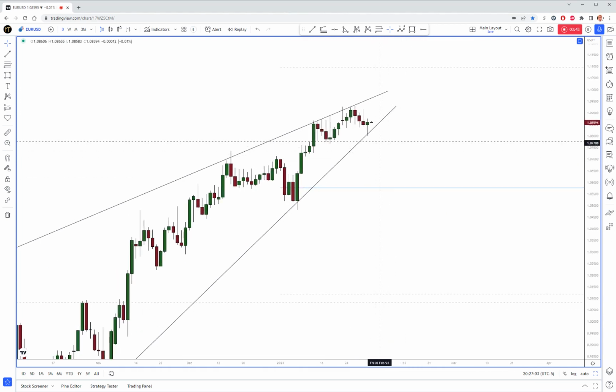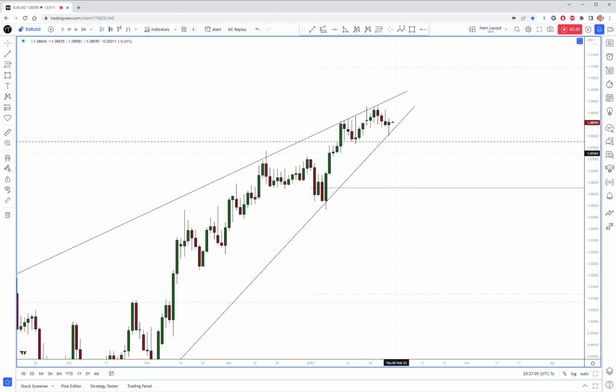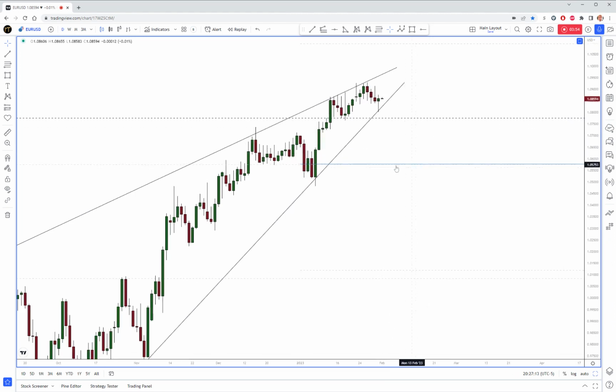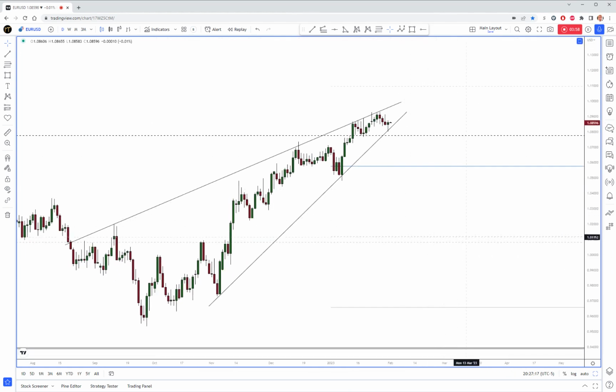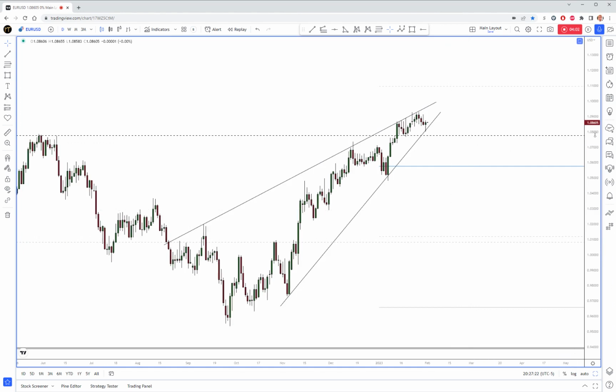Now, if we break below this, then yeah, my bias is going to turn completely bearish and I'm going to hold on to short positions, maybe even add if we get below this. And then I won't necessarily target this pivot level right over here. I'll look for a bigger move down to this median level, right back here. So that's what I'm looking at on the bear side.